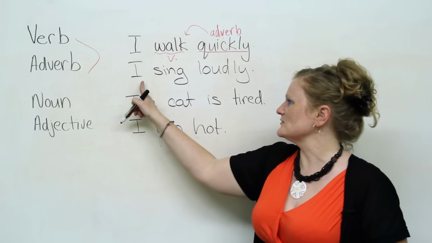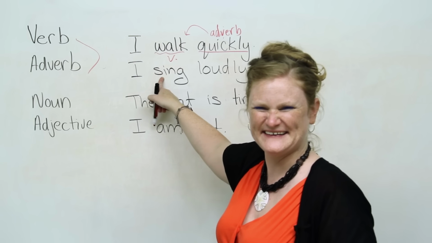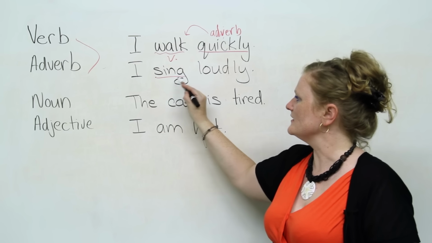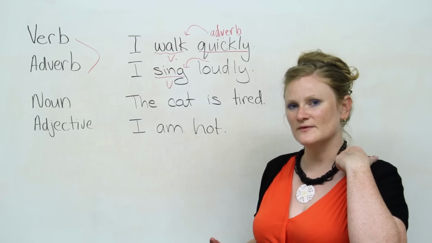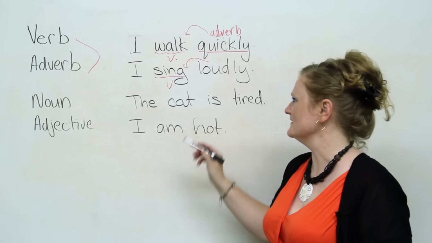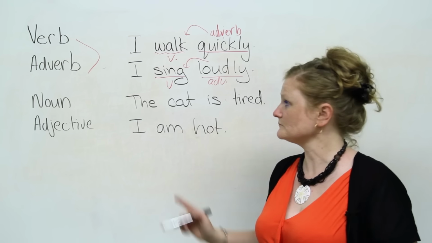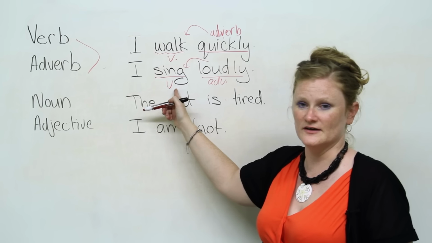That's easy. Next one. I sing la la very beautifully, loudly as well. I sing is your verb. How do I sing? What's the quality of my singing? Loudly. This is your adverb. Remember, the adverb tells you how the action is done.